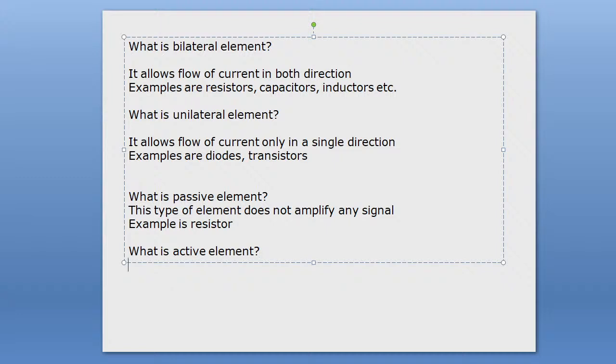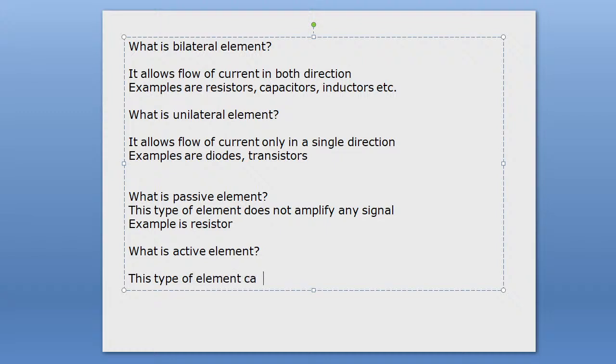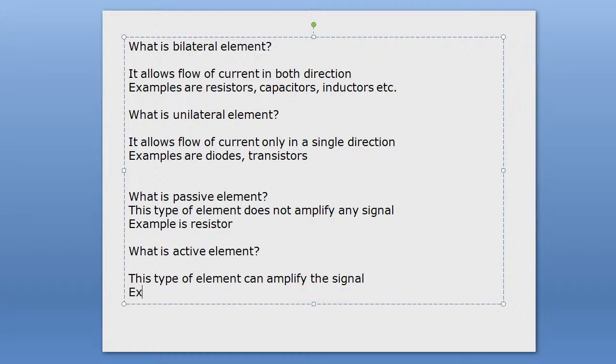On the other hand, an active element is this type of element that can amplify the signal or can generate the signal. Example is a transistor. Okay. A passive element can only receive energy. Yes, it dissipates energy. Okay.